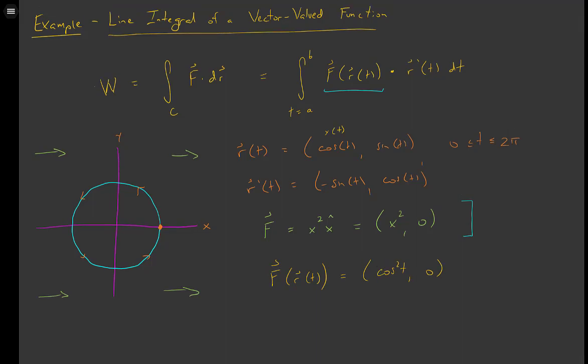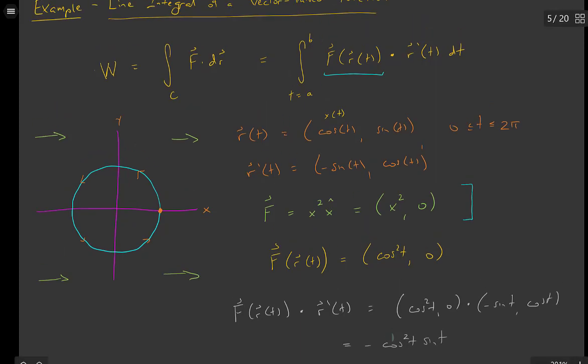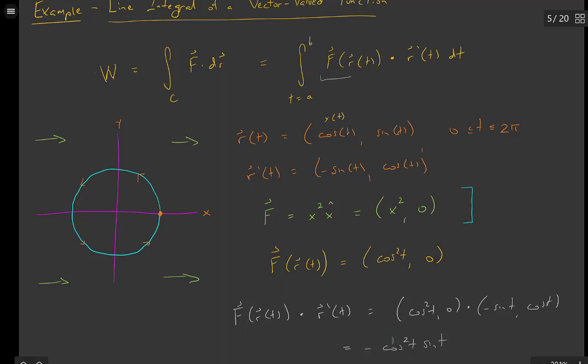We've already got r prime of t, so now we can compute the integrand of our line integral. In particular, it's f of r of t dotted with r prime of t. And so that's just cosine squared t and 0 dotted with minus sine of t and cosine of t, or just minus cos squared t sine t. Coming back up here, we see that this is what we're going to be integrating from t equals 0 to 2 pi.